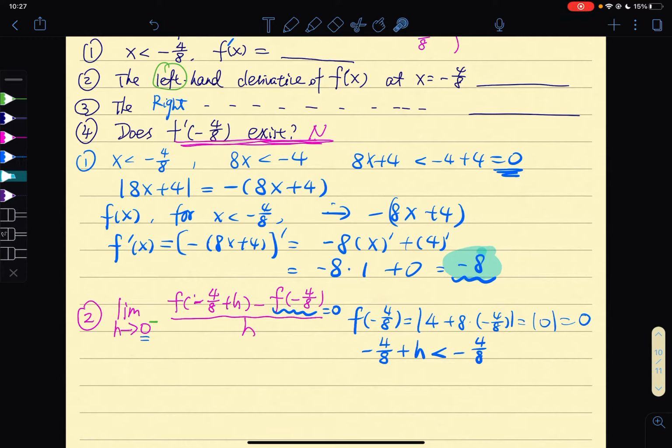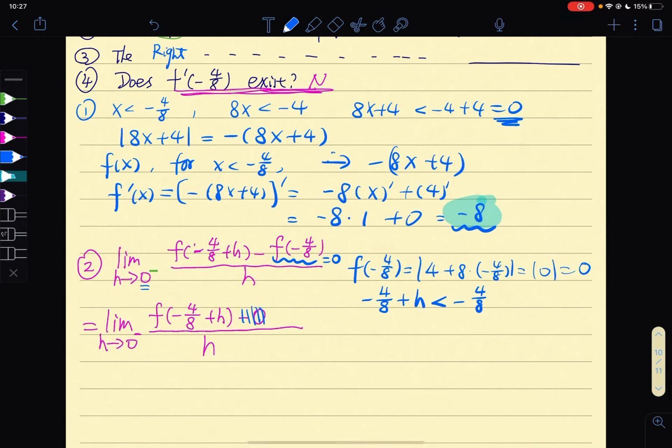So we said it already, if you plug a number that's less than negative 4 over 8 into your function, you are taking an absolute value of something that's negative. Hence, you are supposed to flip the sign of the function when you do the evaluation. So technically what you have is the limit as h approaches 0 of f at negative 4 over 8 plus h, minus, well, we said that's 0 already, so I don't need to keep carrying the 0 along my calculation. The other thing I said, if negative 4 over 8 plus a negative number, you end up with something that makes your absolute value negative, since the function flips the sign.